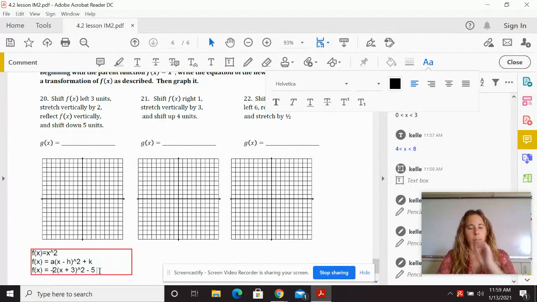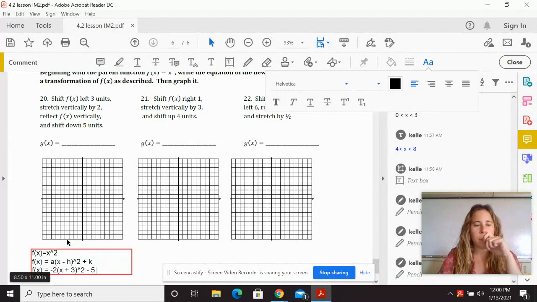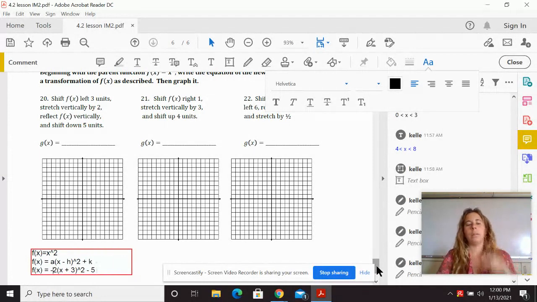And then now that you know those transformations, you can graph your parabola. So you're doing that for 20, 21, and 22. Or you can do your equation first, and then you know your vertex is going to be -3, -5. And then you can substitute points in on either side of that to graph your parabola.